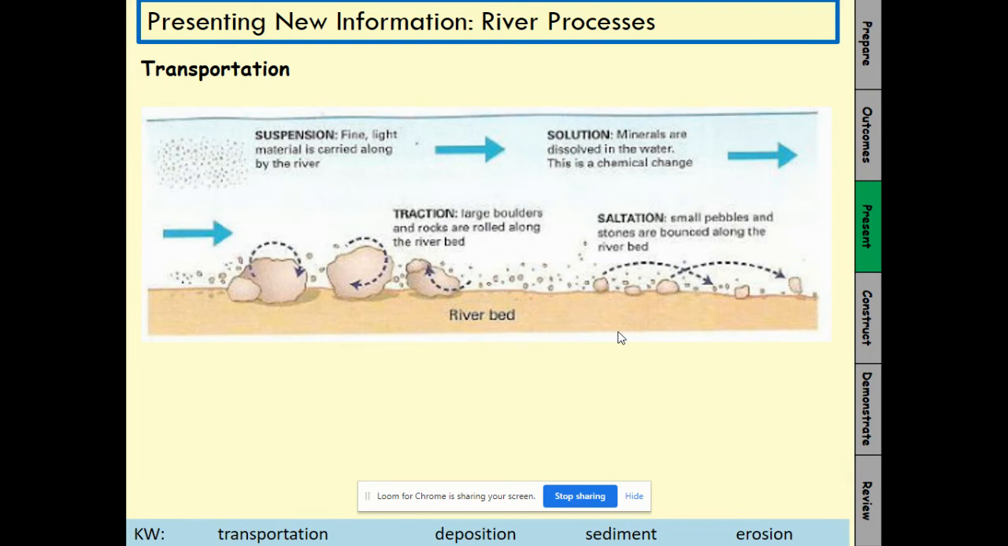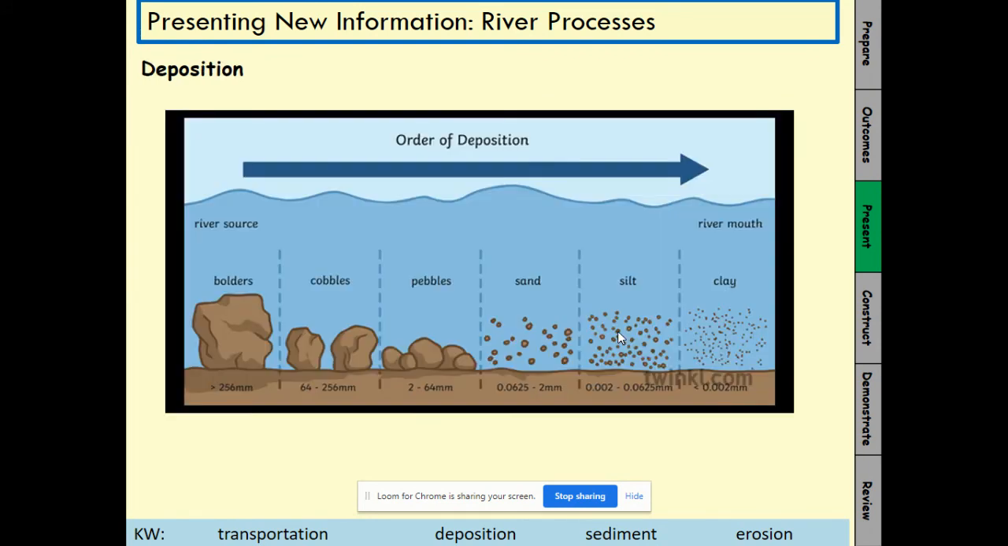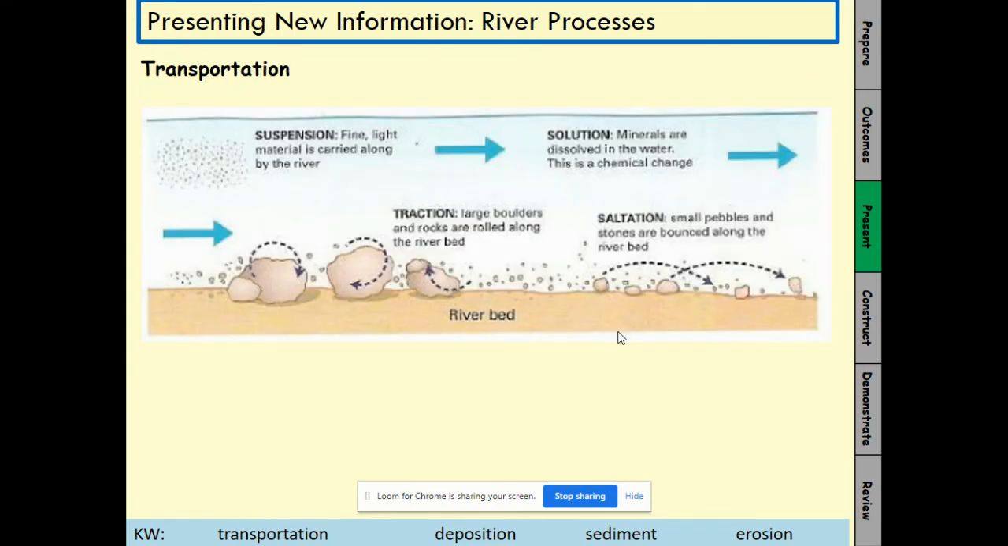Very hard to say. So next, saltation is all about bouncing. The pebbles are smaller, they are bouncing along the riverbed, but they're not being kept afloat or suspended, because that is suspension, where you've got finer, light material carried along by the river. Trying to think of a word for that one, because we've got traction, roll, saltation, bounce, suspension. You could just put float or suspend. And finally, solution, same as erosion. It's where minerals are dissolved in the water. So we've got erosion, deposition, and transportation.